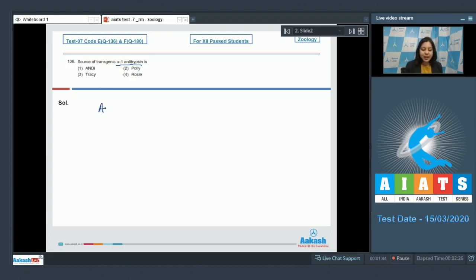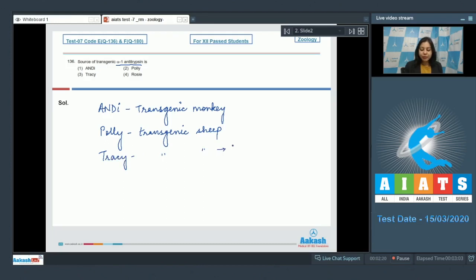Here students, Andy is transgenic monkey. Polly is transgenic sheep. Tracy again is transgenic sheep, which produced alpha-1 antitrypsin.